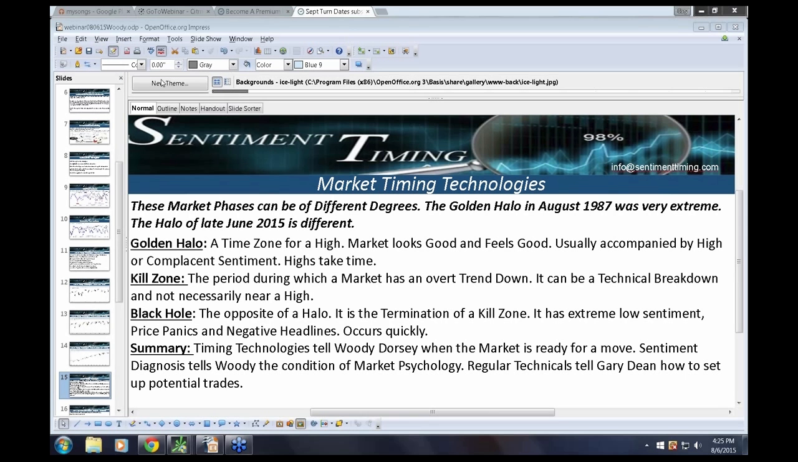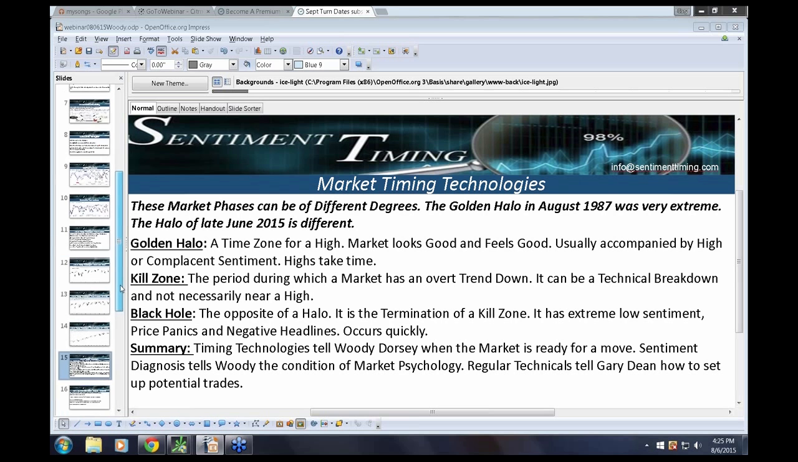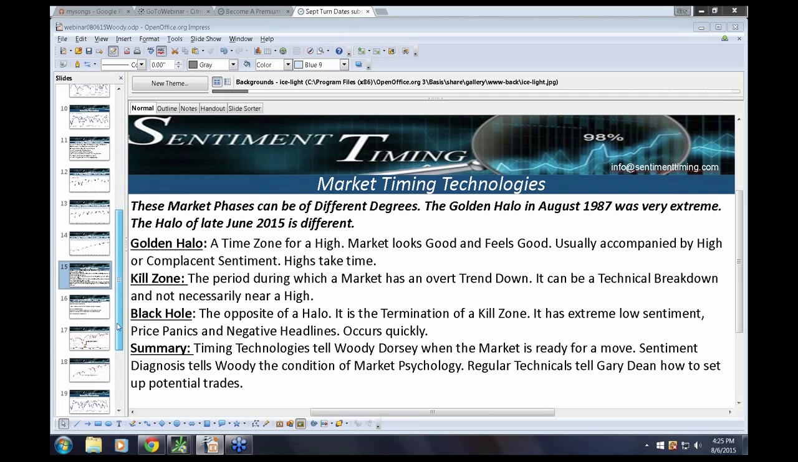I put it up. So I'm going to talk here about the market phases. This is a higher development in terms of time. As I said, I've spent 40 years studying timing. There's many factors. And ultimately, I try to give clients a sense of what to expect and what's going on. Now, there's a few things I've mentioned recently in the newsletter: the golden halo, the kill zone, and the black hole.